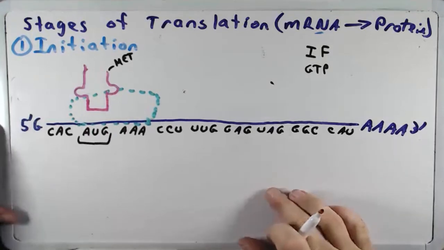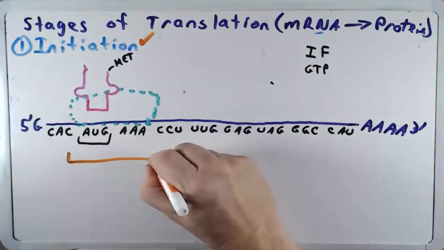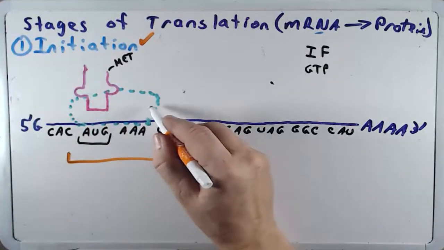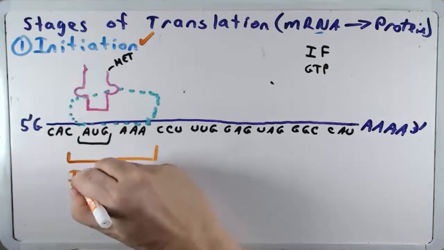At this point here, initiation is complete, and we call this structure here, the messenger RNA, the small ribosome, the initiating tRNA, we call this the initiation complex.